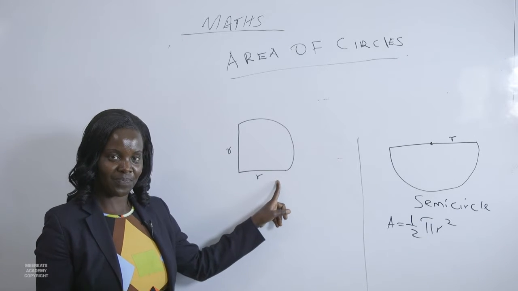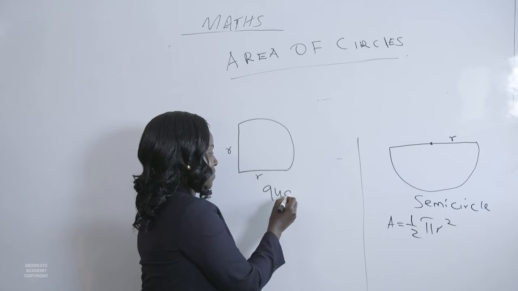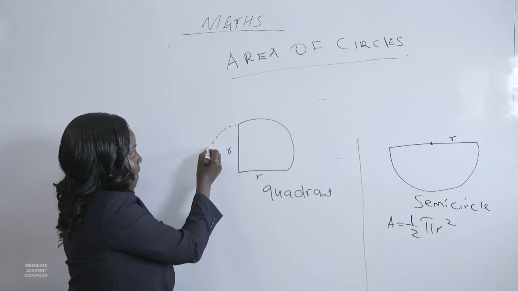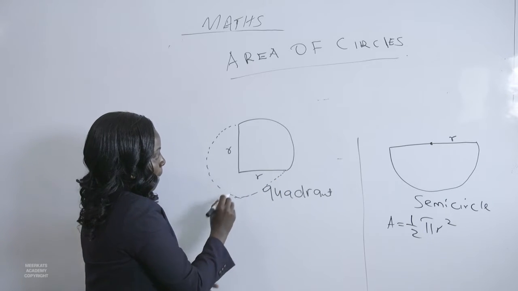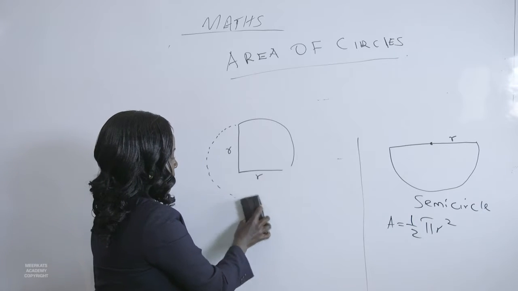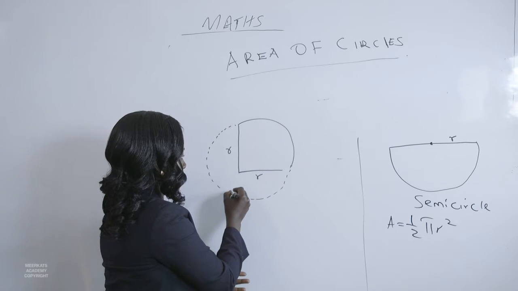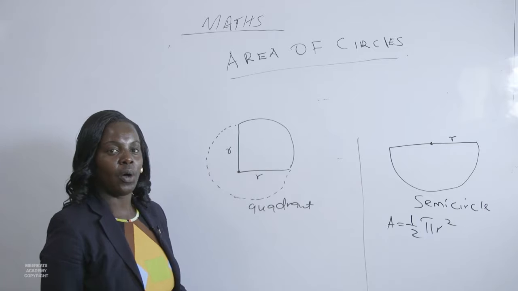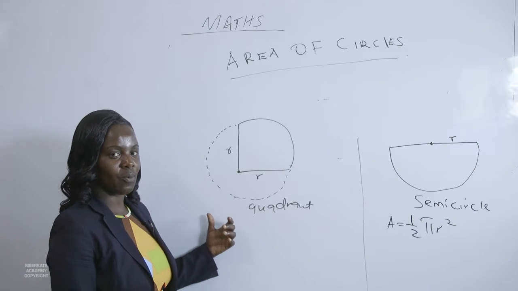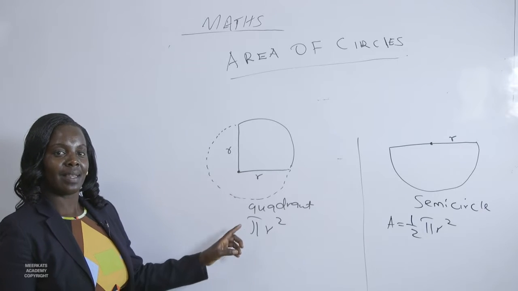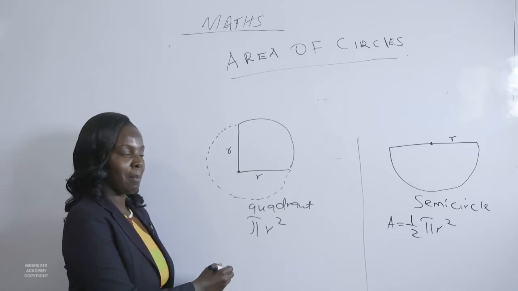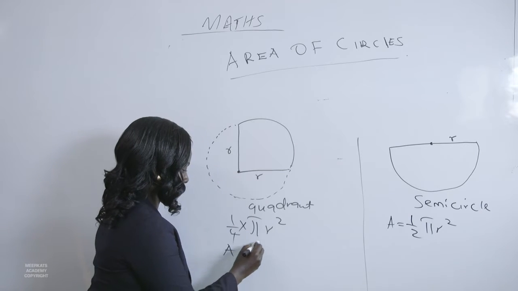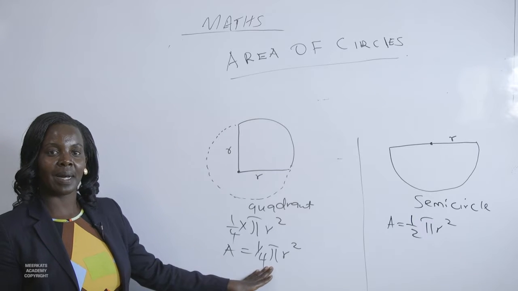You realize this is a quarter of the circle, and a quarter of the circle is called a quadrant. It also has a radius, this is the radius. It's curved from the full circle. How do we get the area of a quadrant? We have said it is a quarter of the circle. If we say pi r squared, that will give us the area of the full circle. So we are supposed to multiply by a quarter so that we get a quarter of the circle. So the area of a quadrant is given by a quarter pi r squared.